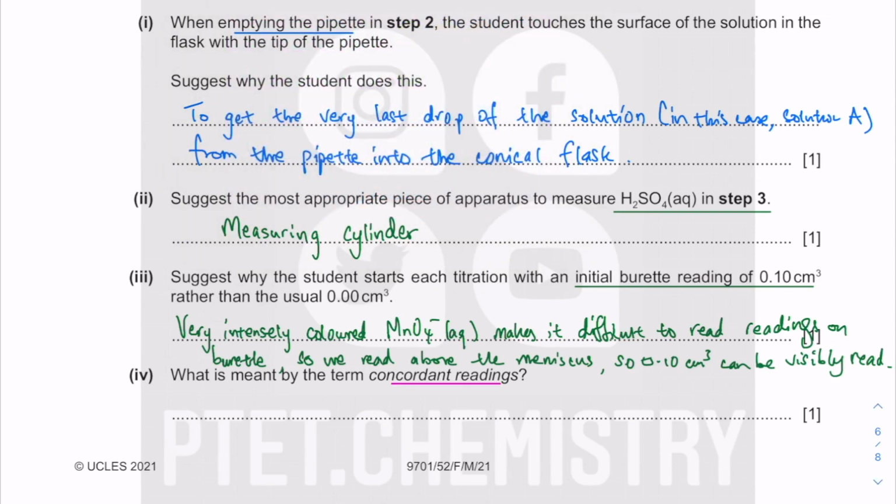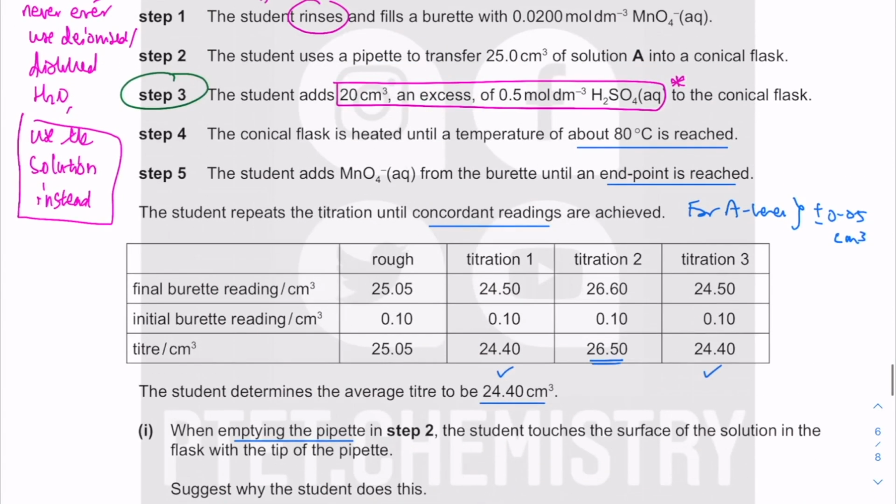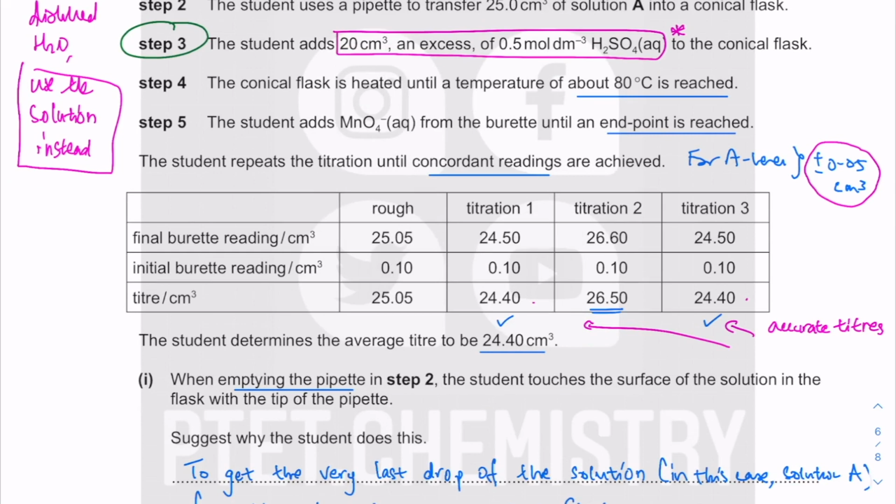In the context of A-level chemistry, you want it to be consistent. So this is consistent and consistent. But in the context of A-level chemistry, due to the error in a single reading for burette, your accurate titers from initial and final reading on the burette must be plus minus 0.10 cm³. So concordant titers mean consistent titers that are within plus minus 0.10 cm³ in the context of A level.